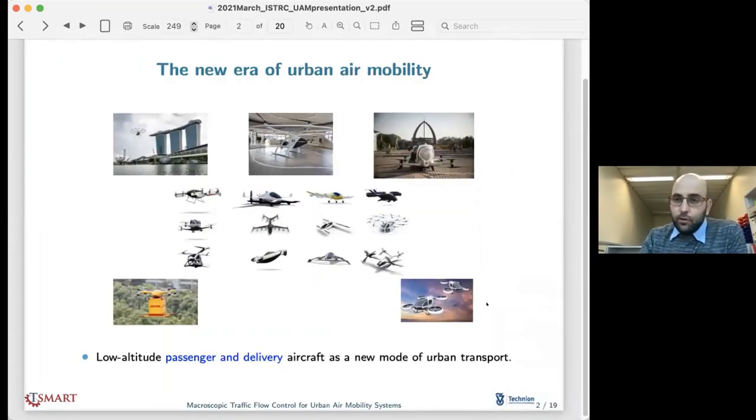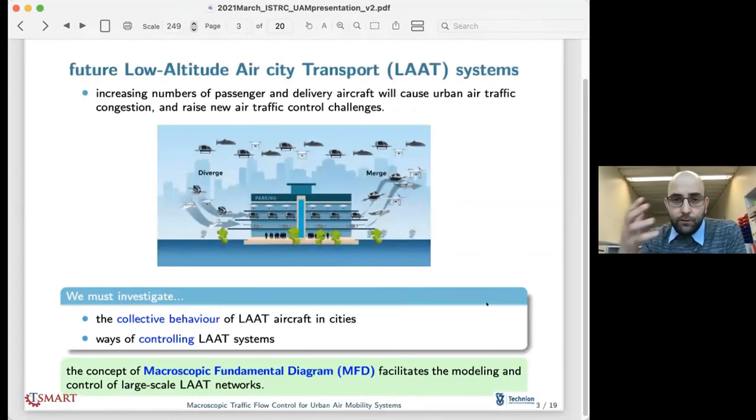It's not a secret that the penetration of low altitude passenger and delivery aircraft is increasing in the near future. This will come up with a new type of system. We call it LAT systems, low altitude air city transport. Increasing the number of these aircraft will cause urban air traffic congestion in the airspace. So these raise new air traffic control challenges. My question is how we can investigate the collective behavior of all aircraft together in an urban city, and the ways of controlling the LAT systems.